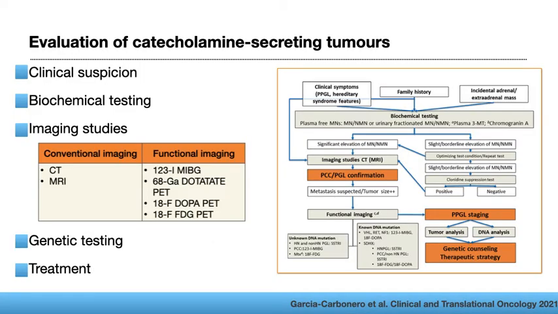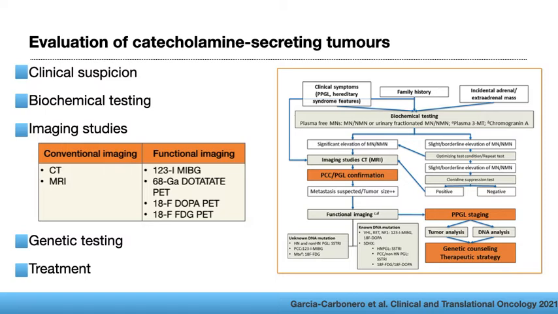This is a simplified algorithm on how to approach a patient with a suspected catecholamine secreting tumor. The clinical importance of catecholamine secreting tumors is based on how to suspect, confirm, localize, and treat accordingly. The most important step for diagnosis of catecholamine secreting tumors is first to recognize the possibility of the tumor.